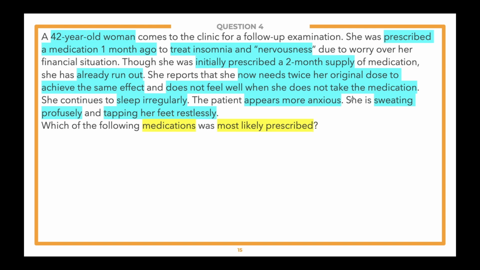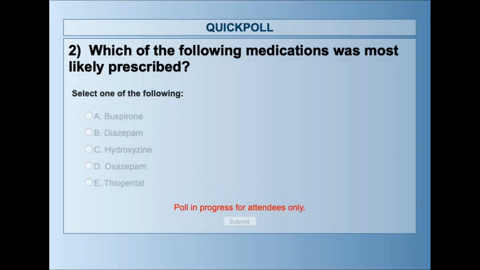Okay. So let's take a look at those answer choices. And once again, we're going to start at the bottom and work our way up to the top. E, thiopental. D, oxazepam. C, hydroxyzine. B, diazepam. And A, buspirone. So once again, we're going to go ahead and open up that poll. Go ahead and select what you think is the best answer. We'll talk about it in just a few seconds.